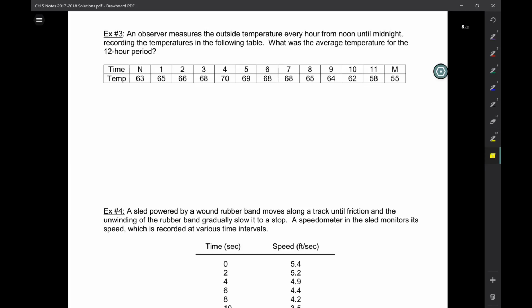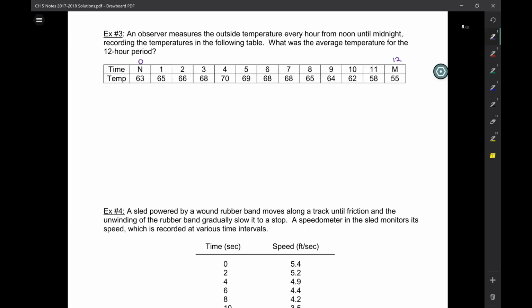So we start at noon. So this is my zeroth data point. Look, it says everything. This is my zeroth data point. And then I have 1, 2, 3, 4, and then this is the 12th one, right? So it's from noon to midnight. That's what N and M are.